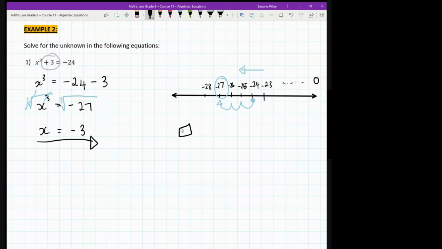Remember, it's a block times a block times a block must equal -27. Now, you can't just say it's 3 times 3 times 3. That's not going to work because it's going to give me a positive answer. So it had to be a negative times a negative times a negative. Negative times a negative would have made a positive, and then times this negative again gave us the negative.